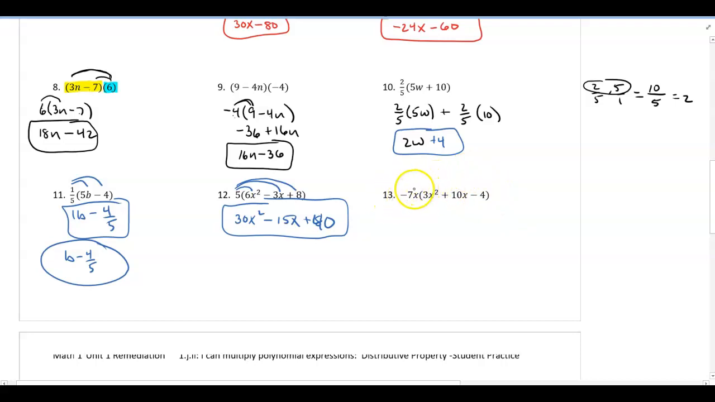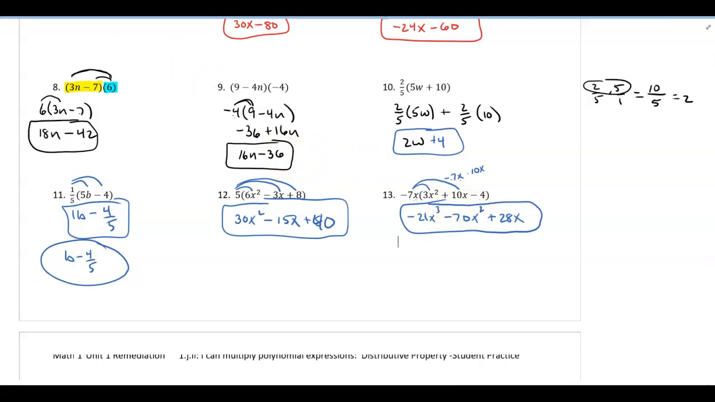And 13. Negative 7x times 3x squared is going to give me 21x to the third. Negative 7x times 10x, remember, negative 7 times 10 is negative 70. X times x would be x squared. And then negative 7x times negative 4. A negative times a negative is a positive, so I'm going to add. 7 times 4 is 28x. And I am done. Let me know if you have any questions on the student practice.